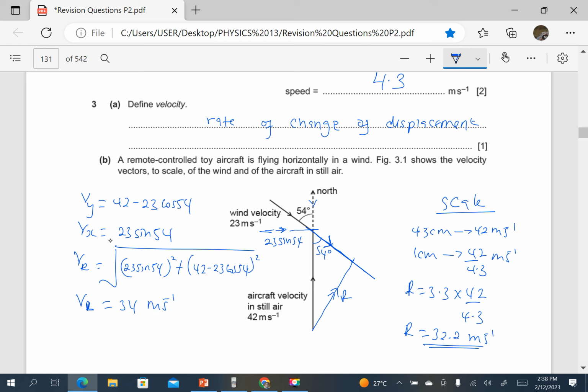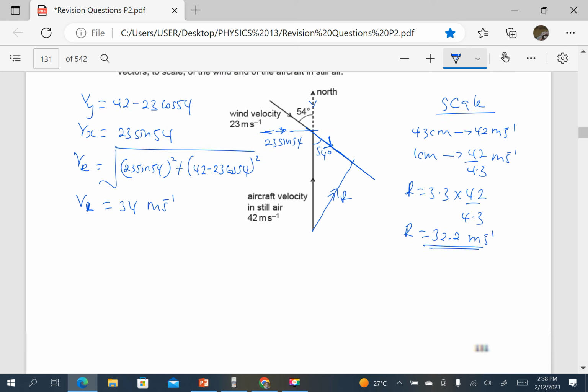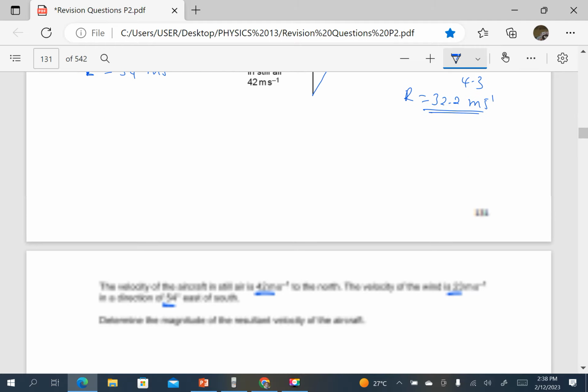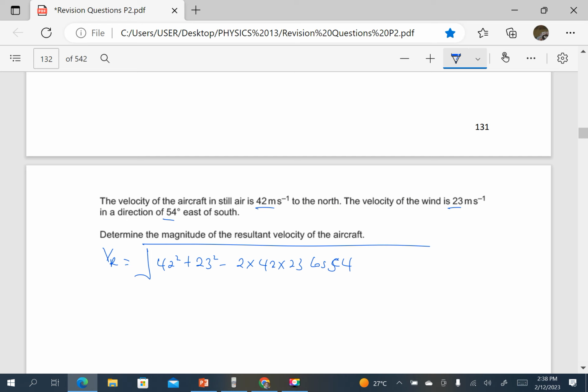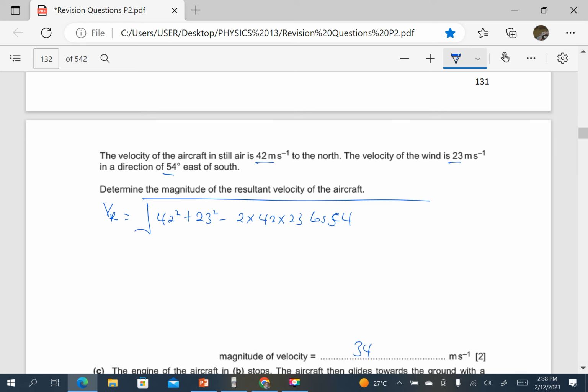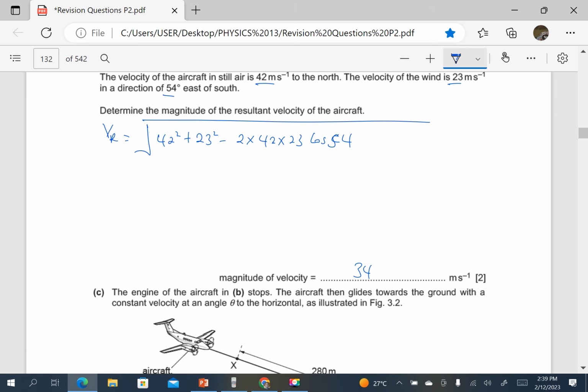So you can use any method in case they don't specify, but many times they specify scale or resolving. They rarely tell students to use the cosine rule, but if they have not told you which method to use, you can even use the cosine rule.